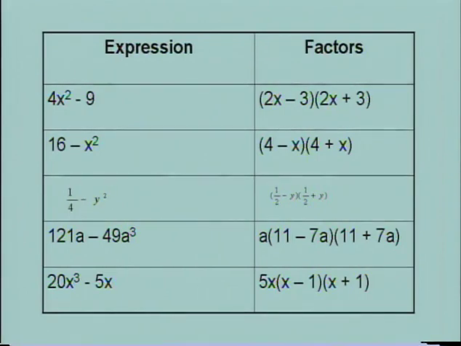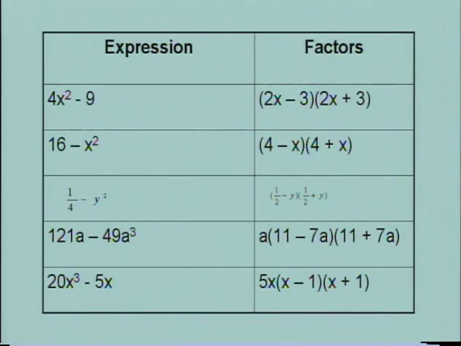Let us look at the fourth example. 121a minus 49a cubed. If we look at these two terms, they are not perfect squares as they stand. We have a common factor between the first term and the second term. The principle is to extract the common factor first. If we extract the common factor, which is a, we will have 121 minus 49a squared.